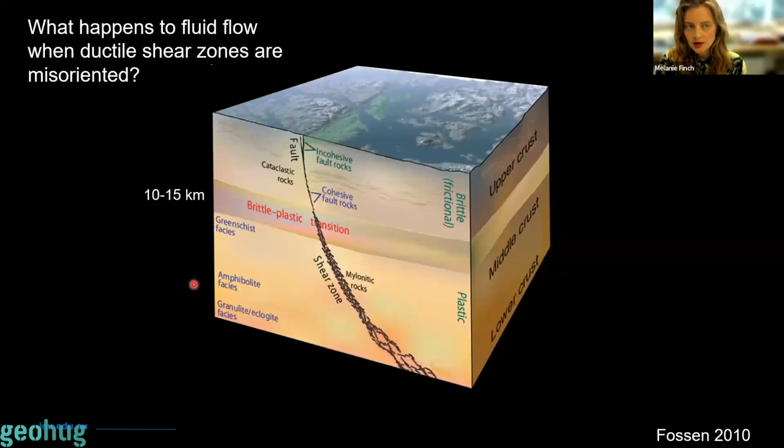But I wondered, what happens when ductile shear zones are misoriented? All of this work that they've been doing is looking at these brittle faults. What about down here? What about when ductile shear zones are in the wrong orientation to reactivate? What happens then? So let's have a look at these ductile shear zones in a bit more detail.